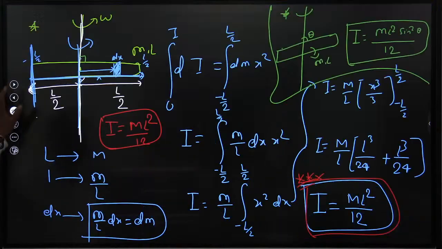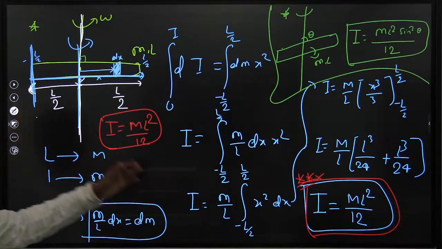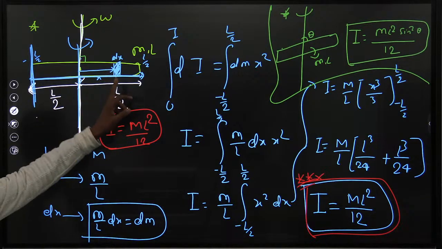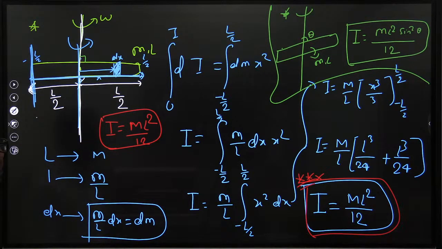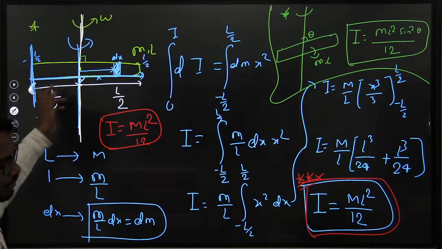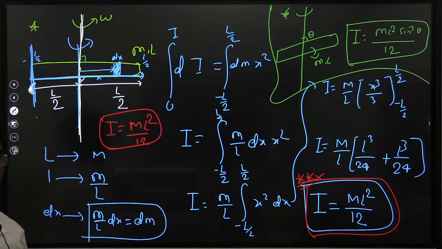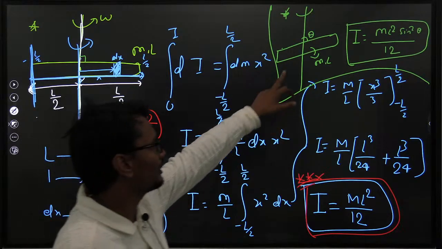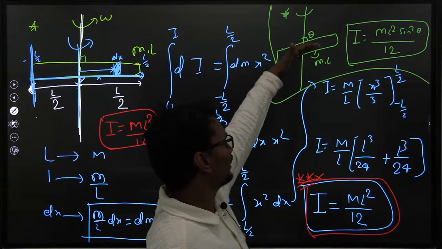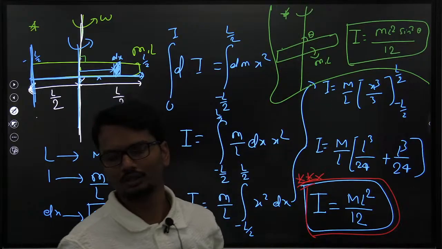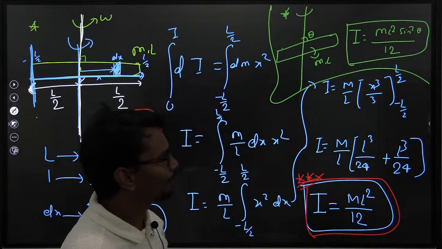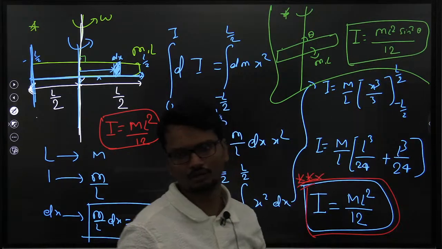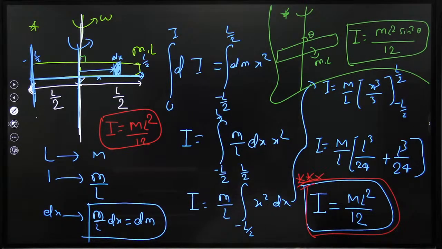Now, this is a derivation. This is the second case, in which the rod has mass m and length L, and the axis passes through the center of the rod. Clear? Center of the rod. In this case, the moment of inertia I is equal to mL square upon 12. But if the axis passes through the center of the rod and the rod makes an angle theta with the axis, then the moment of inertia is I equal to mL square sin square theta upon 12. I think this is clear to all of you.